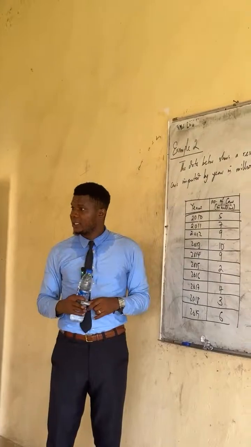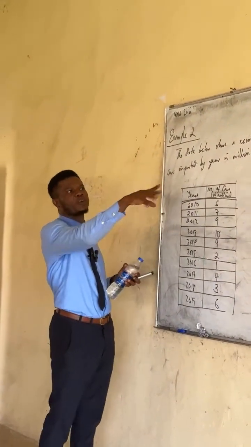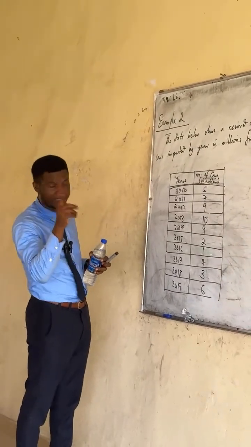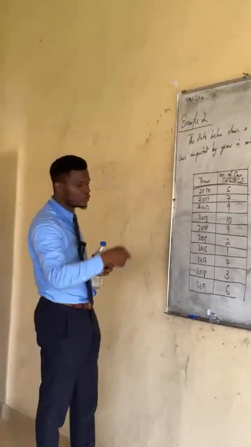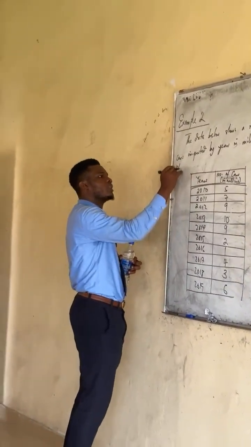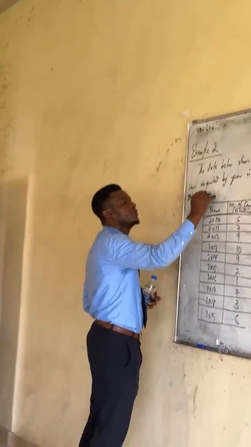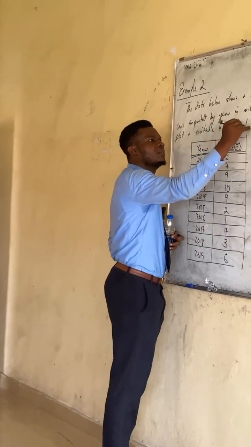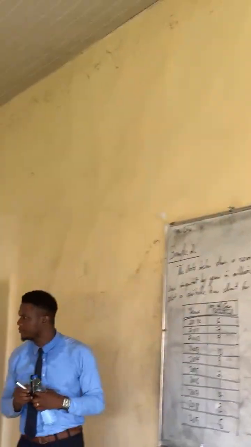Okay? Now, what we want to do is, the data below shows a record of the number of cars imported by year in millions for what? From 210 to 219. So complete the question with saying plot a suitable what? Bar chart for the problem. Full stop. Are you listening?